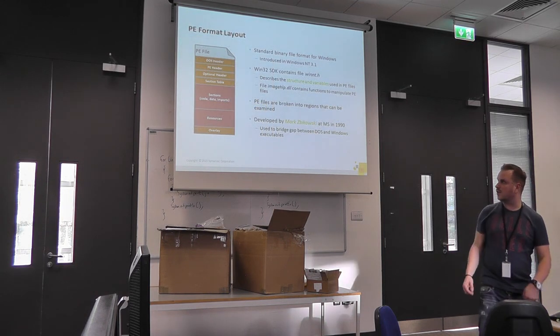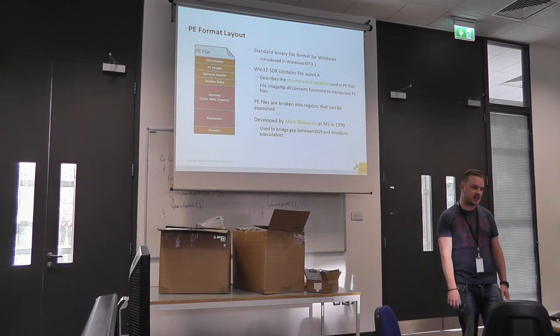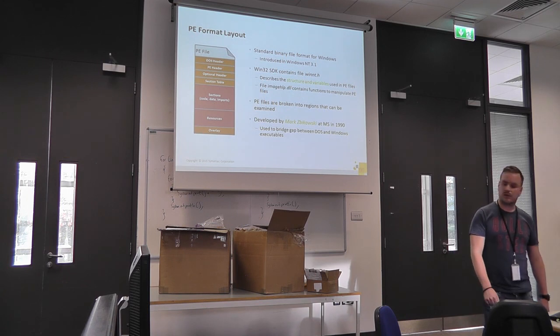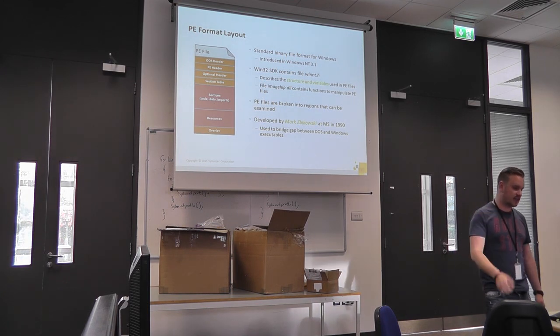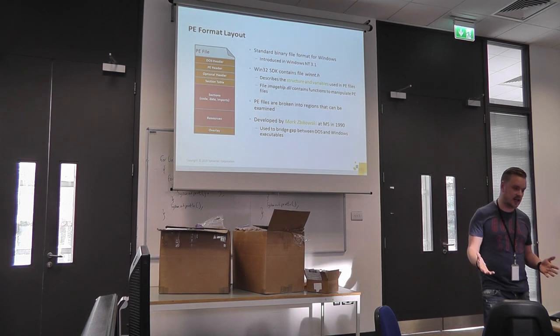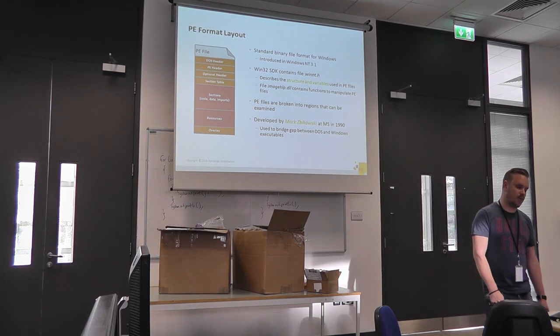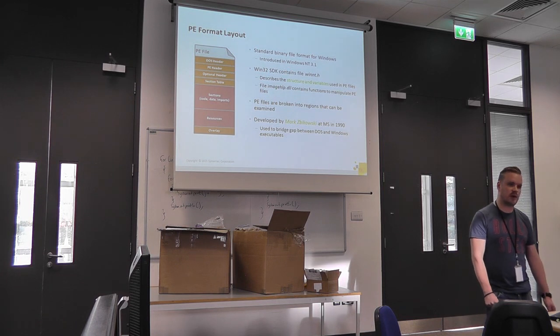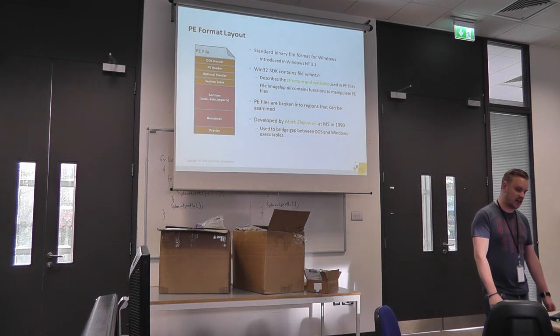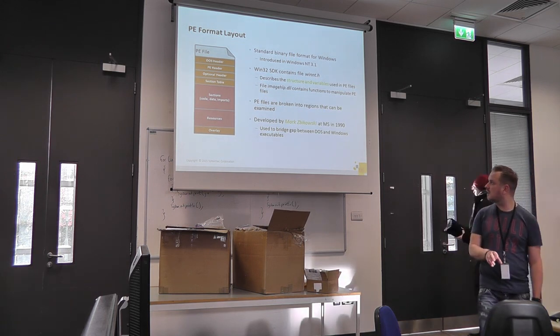So this is the standard or basic layout of any file that's stored on your disk. You have multiple different regions that are part of the file itself. For example, you'll have a DOS header, a PE header, optional headers, section tables, etc. The PE format was actually introduced as part of Windows NT. It was created by a guy called Mark Zbikowski, if I'm pronouncing that correctly.